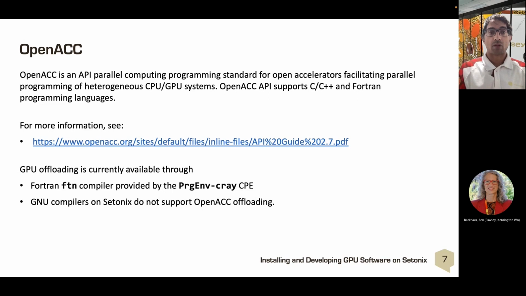Now, GPU offloading is only currently available through the Fortran ftn compiler provided by the programming environment of the Cray compilers. GNU compilers on Setonix do not support OpenMP offloading, so they, in principle, would support it, but the ones on Setonix currently do not actually talk to GPUs. There are issues that we are currently working on. So this would be for Fortran codes, really only on Setonix right now.